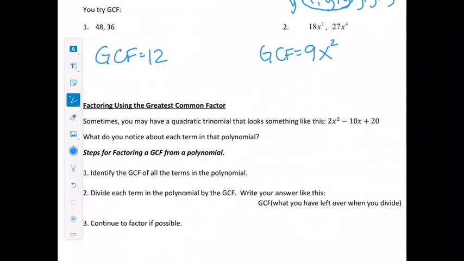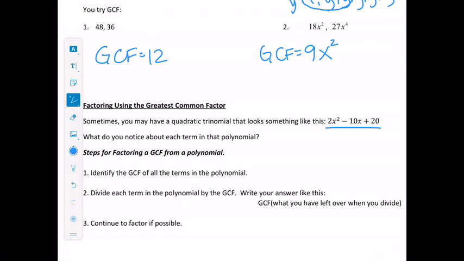So sometimes you may have a quadratic trinomial that looks something like this: 2x squared minus 10x plus 20, right? What do you notice about each term in that polynomial? Hopefully, you noticed that each of these terms can be divisible by 2. 2x squared, negative 10x, and 20 are all divisible by 2. They have a GCF of 2. So we're going to factor that greatest common factor.